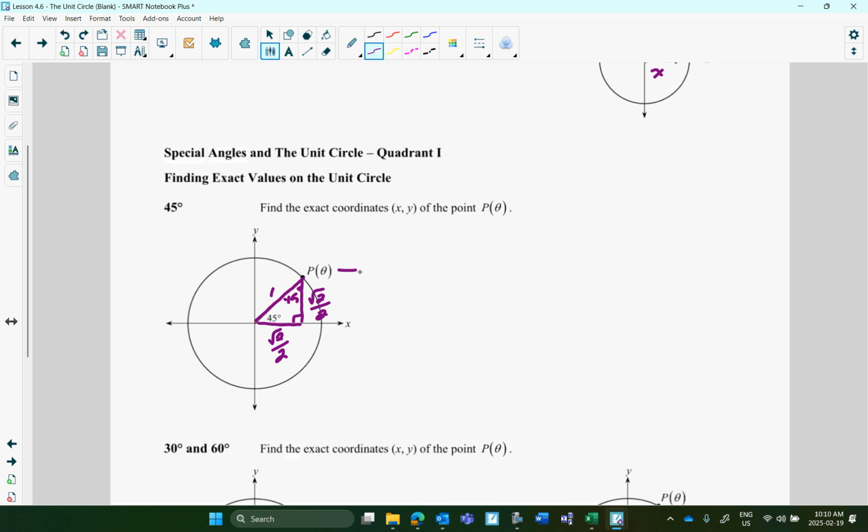Root 2 over 2 each of them. So therefore, this point on the unit circle must be root 2 over 2, comma, root 2 over 2. Has to be. Because we've already established that if we make a right triangle with a hypotenuse of 1 and angles of 45 degrees, these have to be root 2 over 2. No other values work.